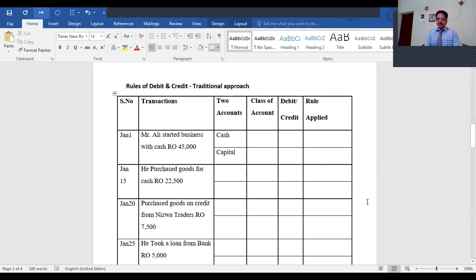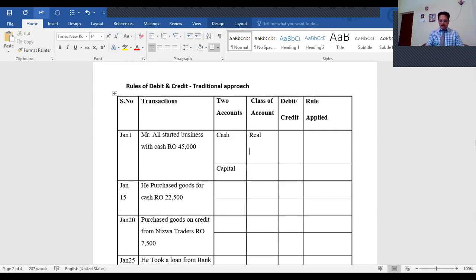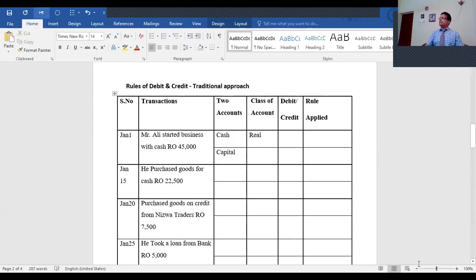Now here, class of account. Here you don't decide five groups. In the traditional approach there are three groups: personal, real, nominal. You have to check personal, real, nominal. Don't think about asset, expense, liabilities, revenue, or income. That is different. That is the modern approach. So here you have to think cash is a real account. Real account means account of assets and properties. So cash is an asset, so cash is a real account.